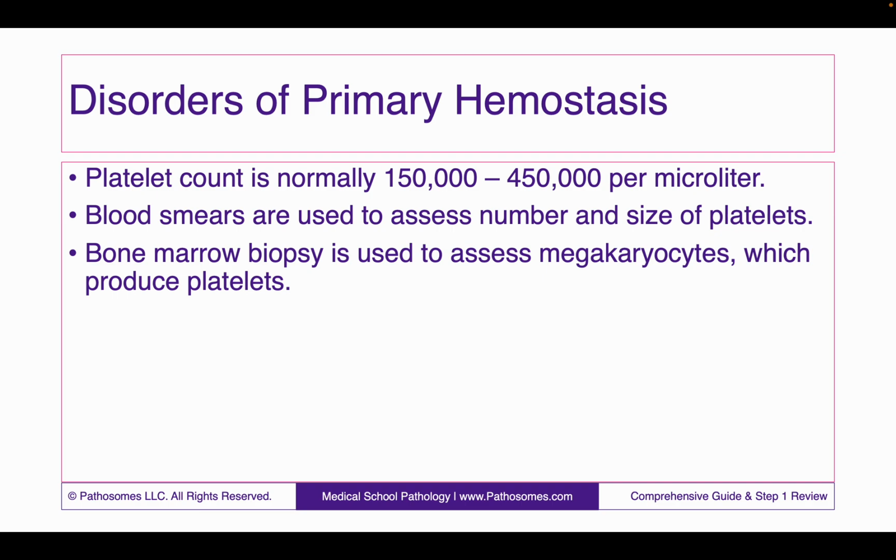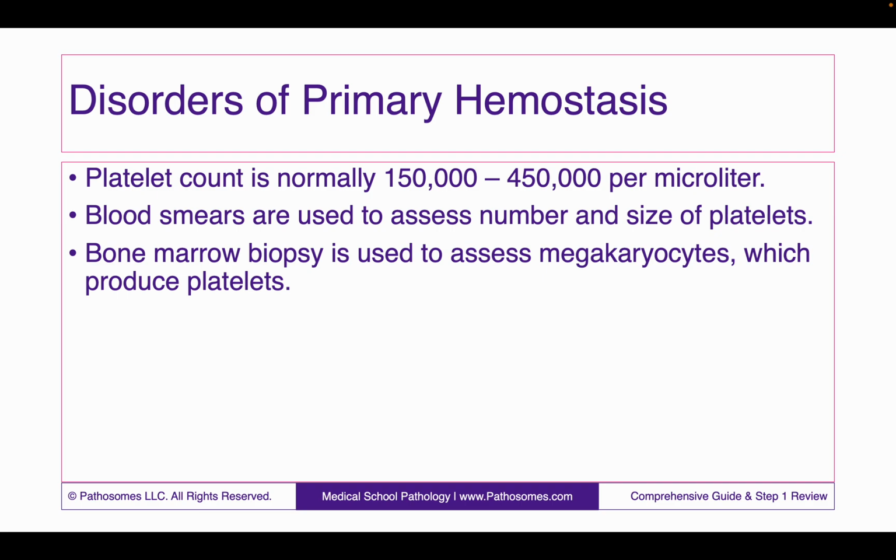Blood smears are used to assess the number as well as the size and the shape of the platelets, because like we're going to see later on, you can have giant platelets, those big suckers, right, associated with Bernard-Soulier. You can have abnormal platelets, and you can have no platelets, right? So be aware of that.